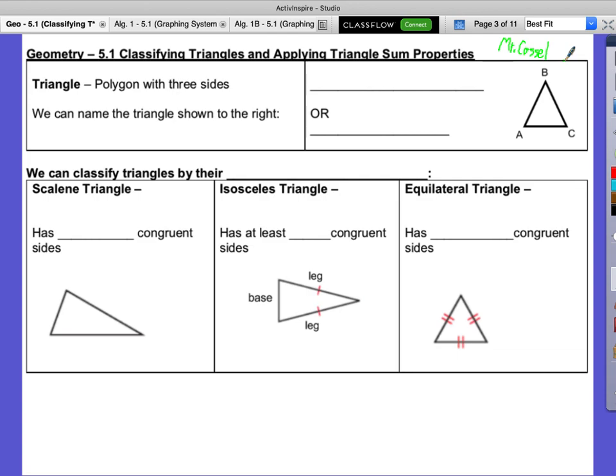Now we can name the triangle shown at the right, a triangle with vertices A, B, and C. These are the vertices of a triangle, the points of a triangle, so to speak. We can write out the word triangle and call it ABC, capital letters for points. It doesn't matter the order.